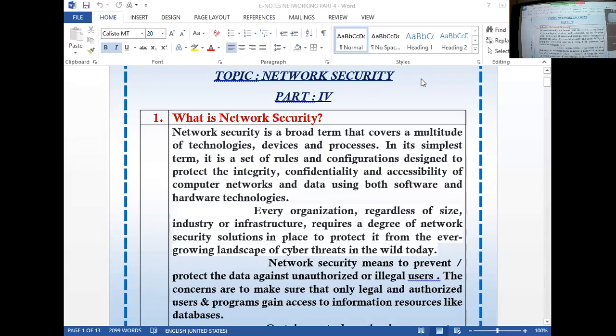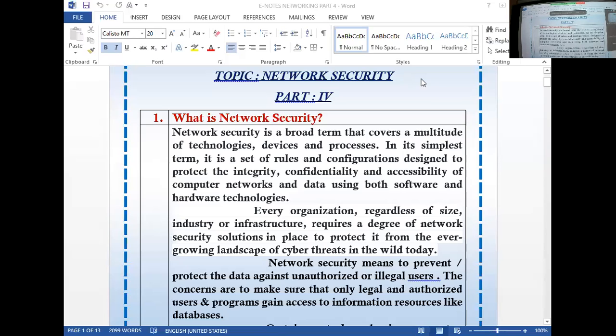We don't want any illegal or unauthorized person to enter our network, access our private data, or access our information of the network. So it is our responsibility to maintain full secrecy and confidentiality of the data. And for that, certain techniques are adopted which are helpful in maintaining the network security.